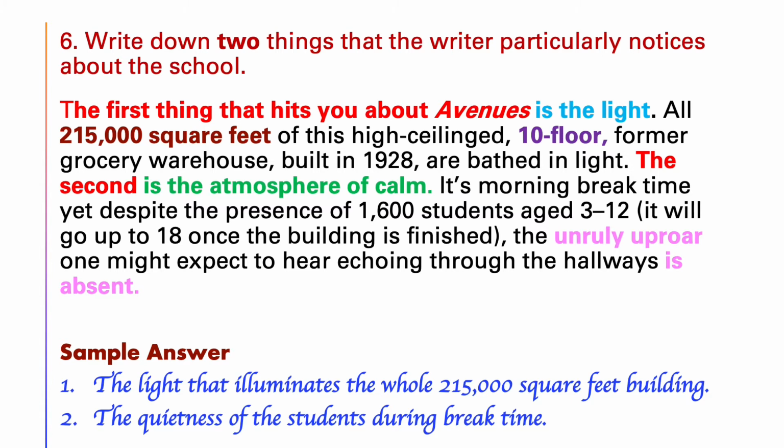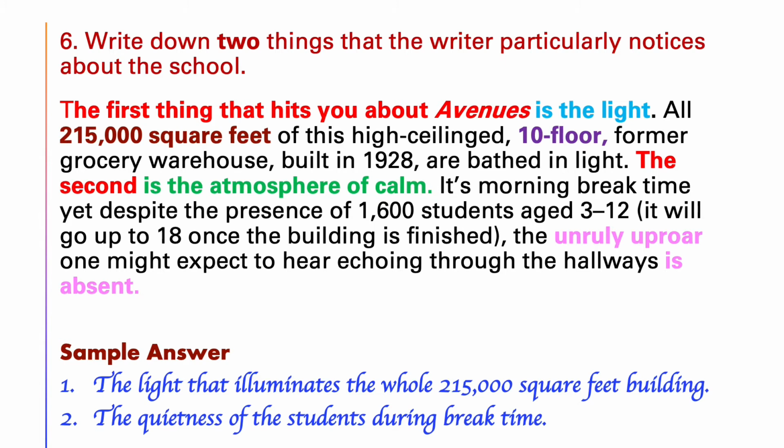The first thing that hits you about Avenues is the light. This topic sentence shows that it is something that the writer specifically notices, and it is followed by the explanation. So that is one point for the answer. The first thing that hits you about Avenues is the light. All 215,000 square feet of this high-ceilinged, 10-floor former grocery warehouse built in 1928 are bathed in light.